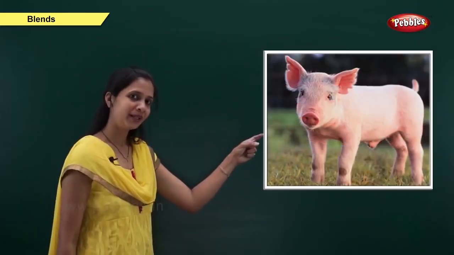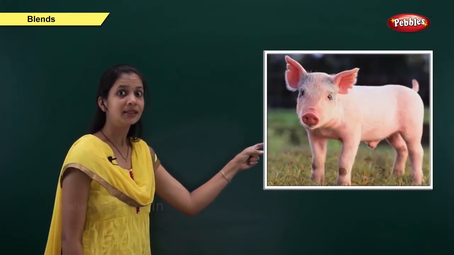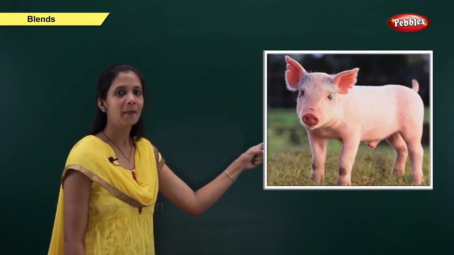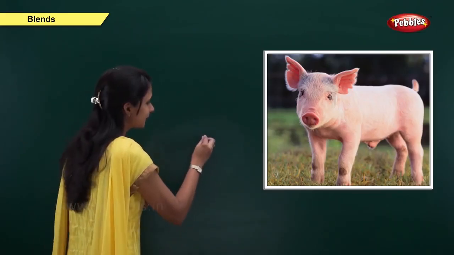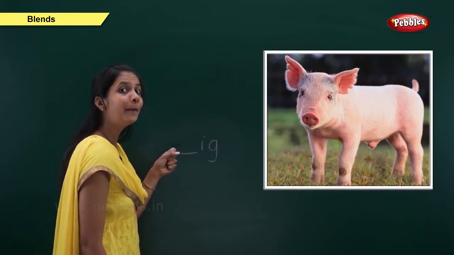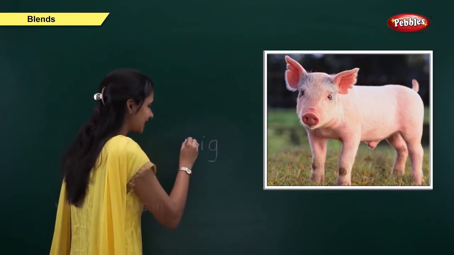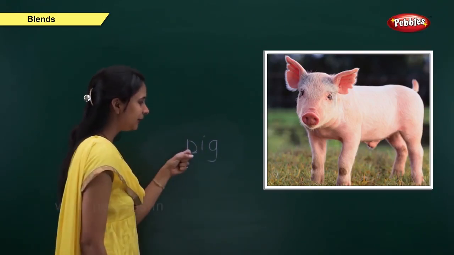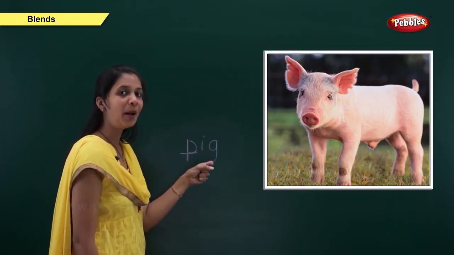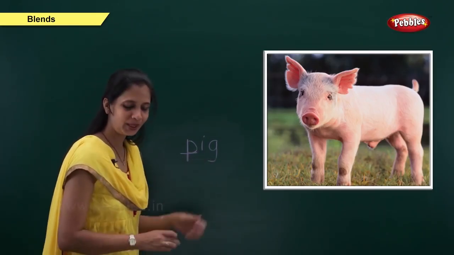Now next one. What is it? Yes, it is pig. So, beginning sound of it, P. Which letter? P. Yes, it is P. P-I-G. Pig. Okay.